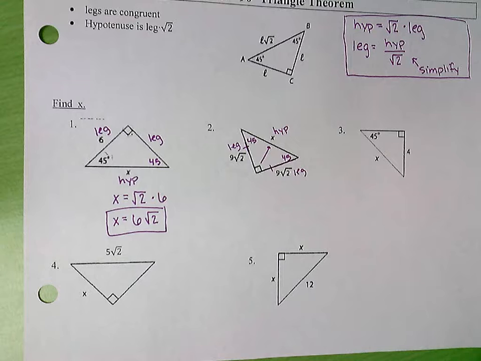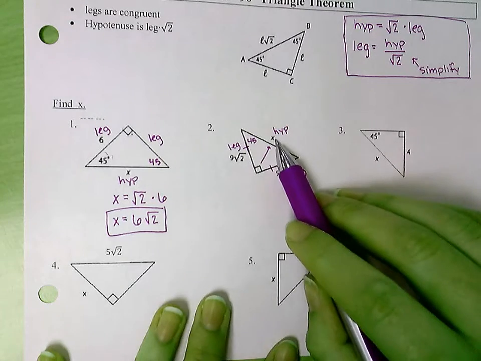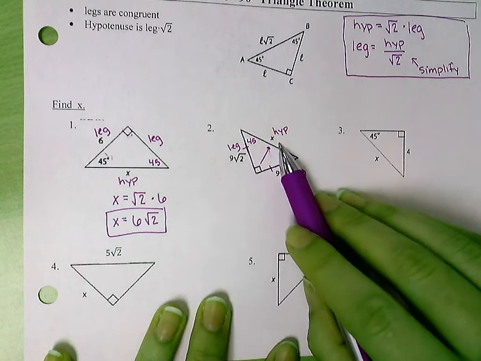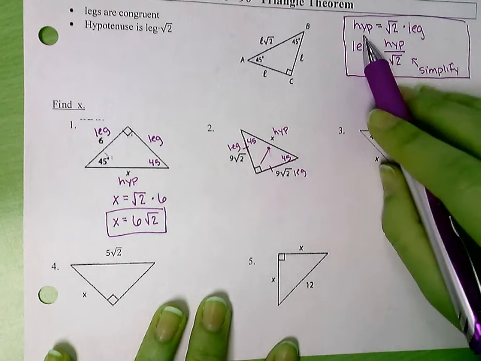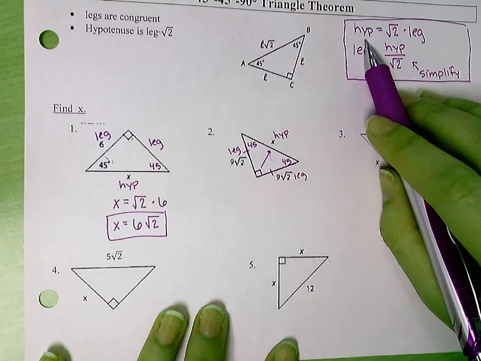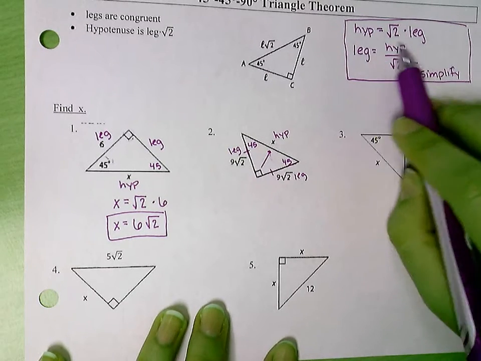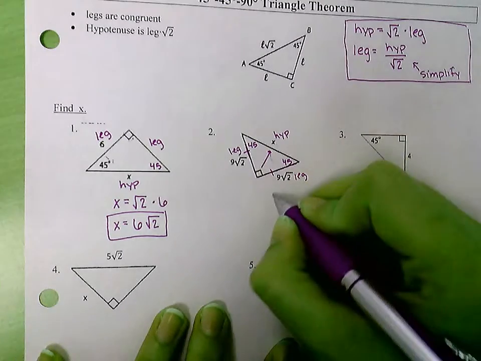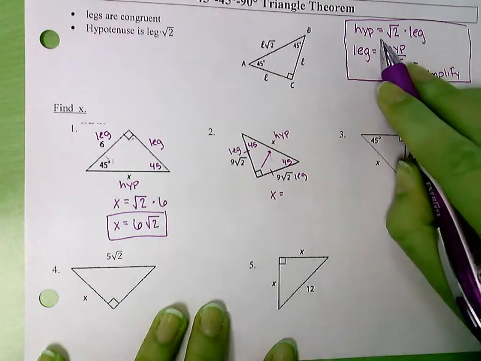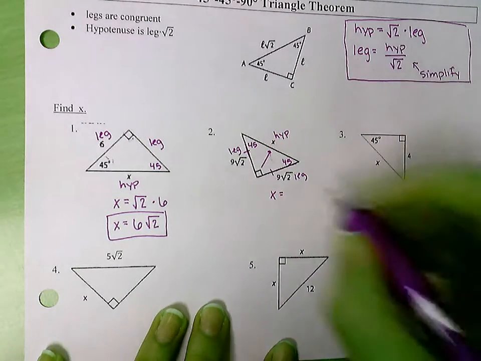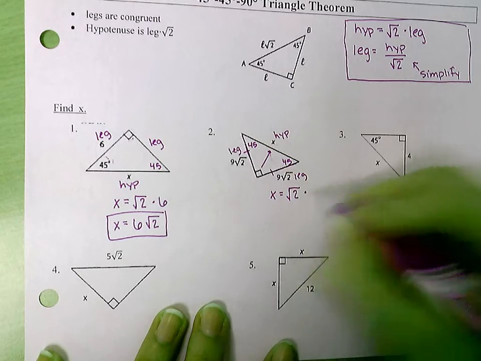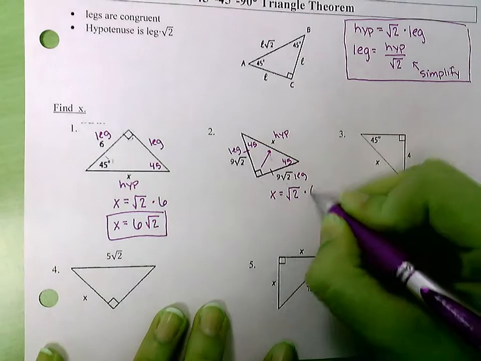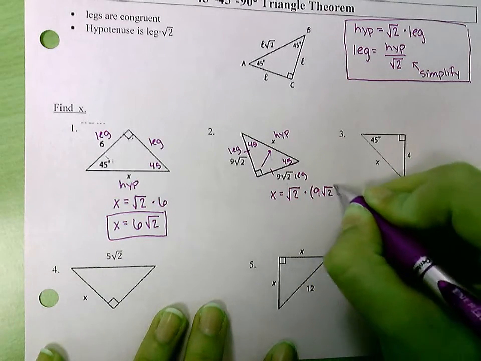And now looking where that x value is. X is by the hypotenuse. So I need to find the hypotenuse. So I need to look at the equation that says hypotenuse equals. And I can replace what I know into that equation. So the hypotenuse is x. Then I have equals the square root of 2 times your leg value, which is 9 times the square root of 2.